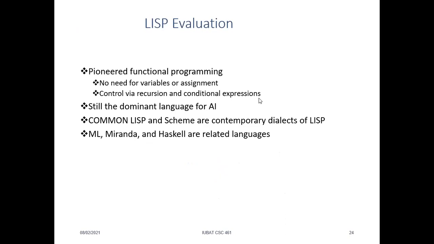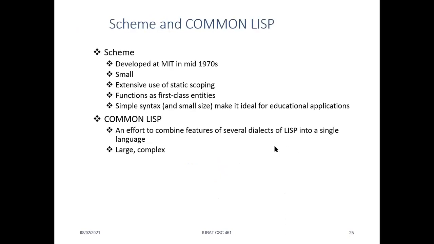So normally whenever we are learning the Lisp programming language, there are two dialects of Lisp. We have talked about this in the last class. First is Scheme, and there's Common Lisp. Now Scheme was developed at MIT in the mid 1970s. It was a small programming language used only for static scoping, and the functions in it were first class entities.